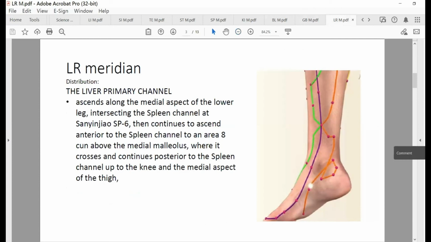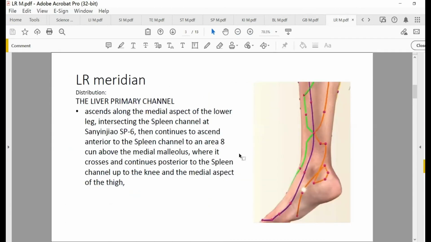So take a look at it here. This green one, that's the liver. And this purple one, that's the spleen. And this orange one, that's the kidney.